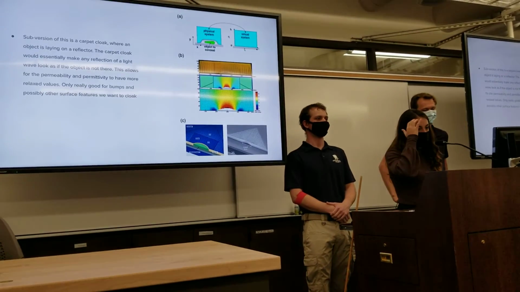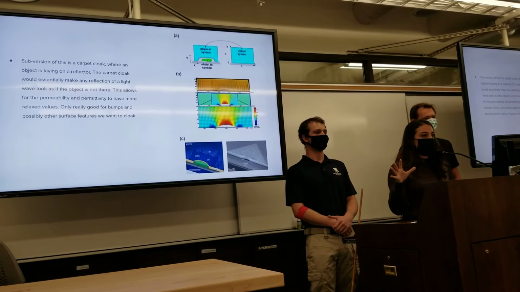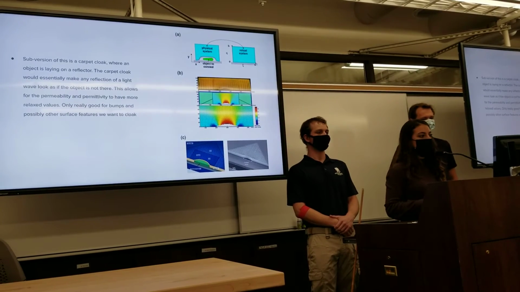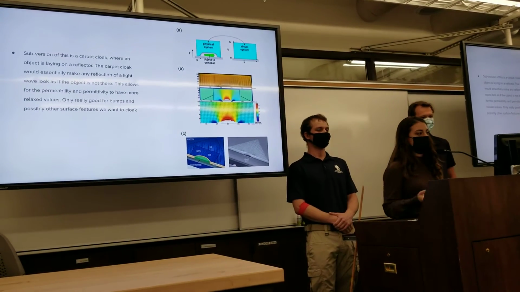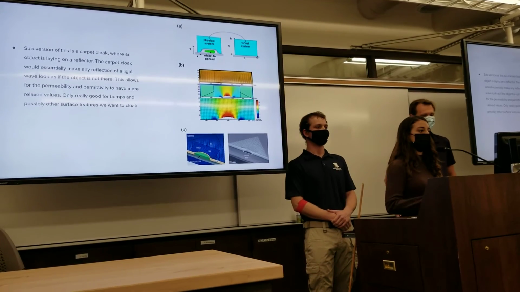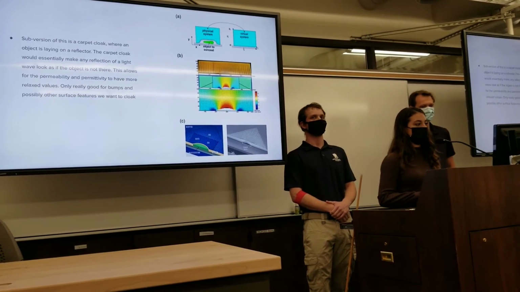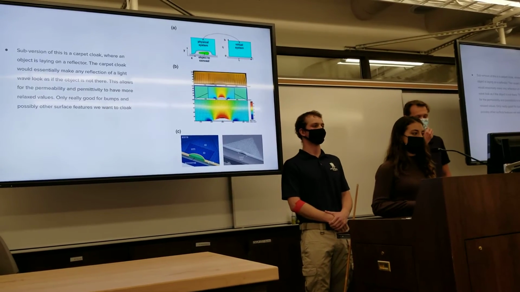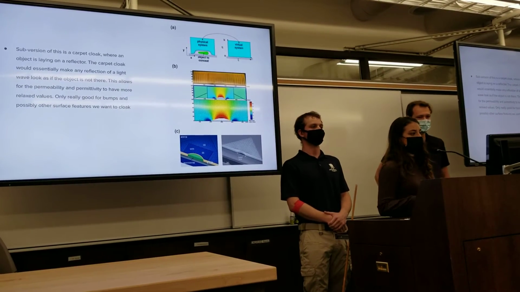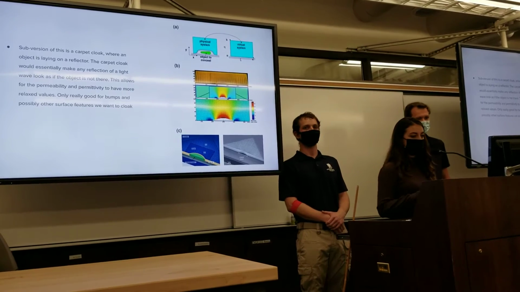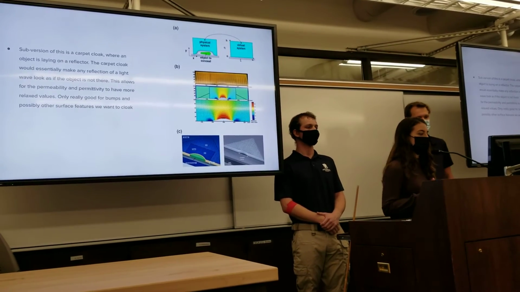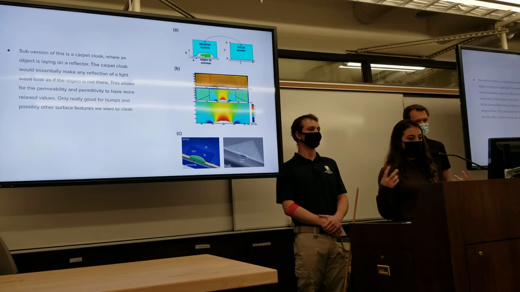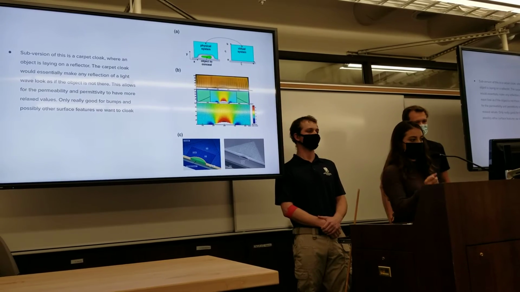And then another example of transformation optics is the carpet cloak. A subversion of this is a carpet cloak, when an object is laying on a reflector. The carpet cloak would essentially make any reflection of a light wave look as if the object is not there. This allows for permeability and permittivity to have more relaxed values. And for carpet cloaking, it's mostly only been tested on smaller objects because this is hard to do for bigger objects. So if you want to hide a ring or bumps.